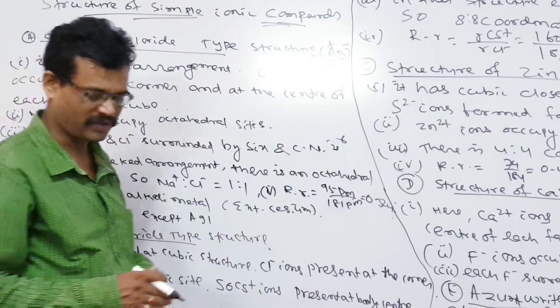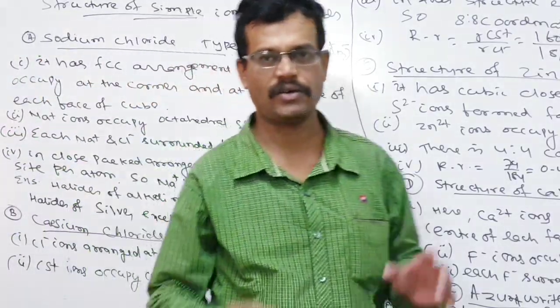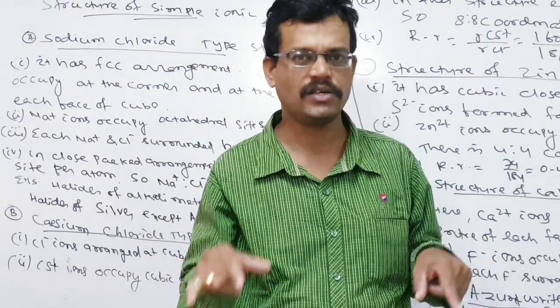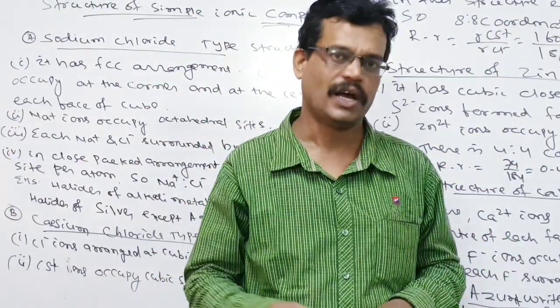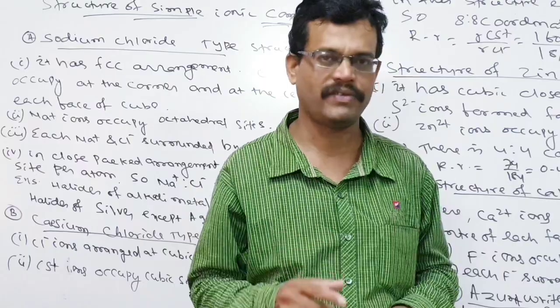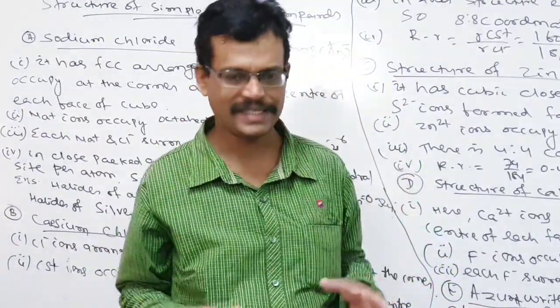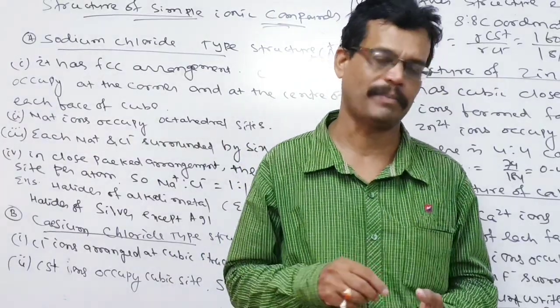So what will happen, sir? The Cl minus ions, chlorine minus ions, are present at the corner positions as well as the center of the cube, whereas the Na plus ions are present at the octahedral sites. Okay. So while arranging these cations and anions, what happens, sir?